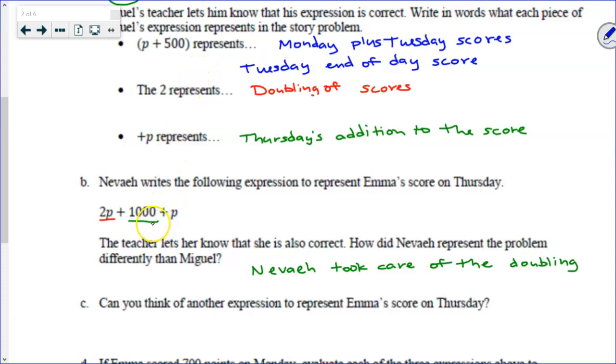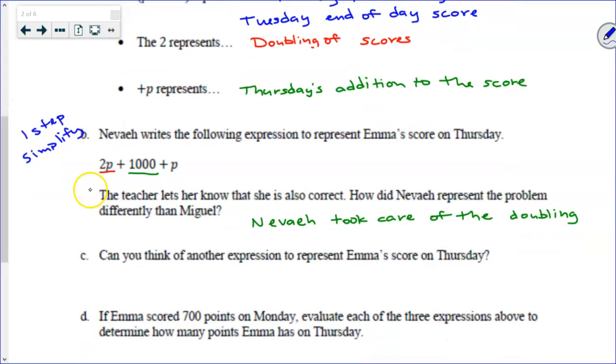Is Nevaeh's maybe a little bit easier to look at? Yeah, and that goes right into what this is all about. Nevaeh took one step to simplify. So when we simplify, that's the whole point, it's easier to look at. It's easier to handle, easier to manage. That is why it is called simplifying, because we are making it easier to look at. And now this leads nicely into part C.